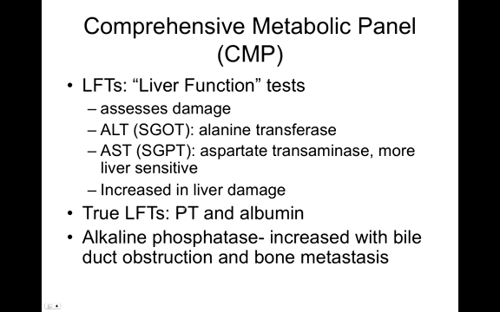The true liver function tests are the prothrombin time and the albumin. Those are chemicals and proteins that the liver manufactures, so if those are decreased, it means there's a problem with liver function. Alkaline phosphatase is non-specific. It increases with bile duct obstruction and bone metastases.